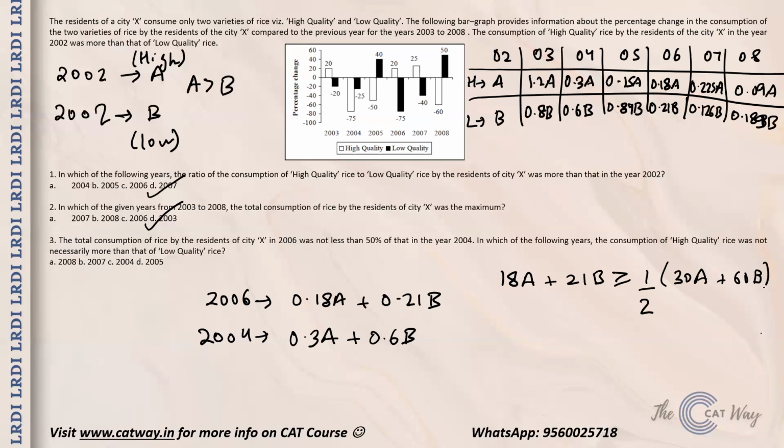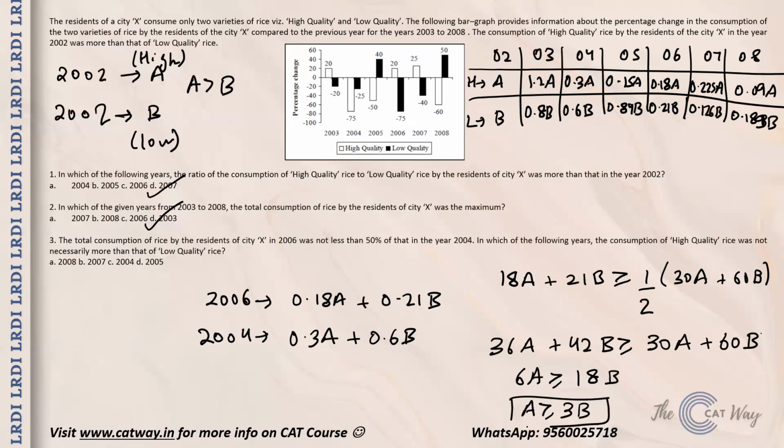Let's solve it. What do we get? We get 36a plus 42b is greater than or equal to 30a plus 60b. Now from here, you get 6a is greater than or equal to 18b, or a is greater than or equal to 3b. So a is at minimum thrice of b, right?